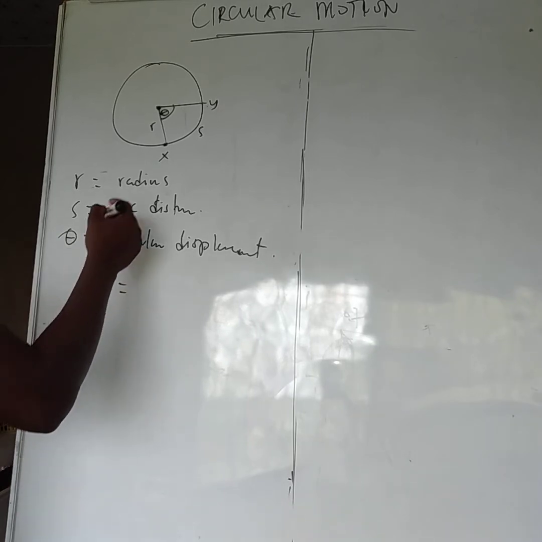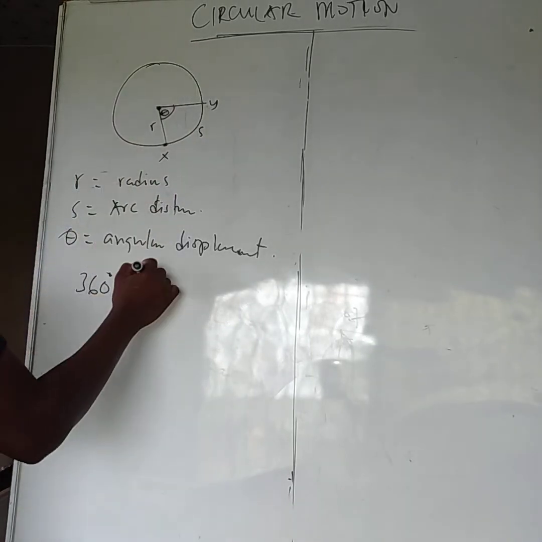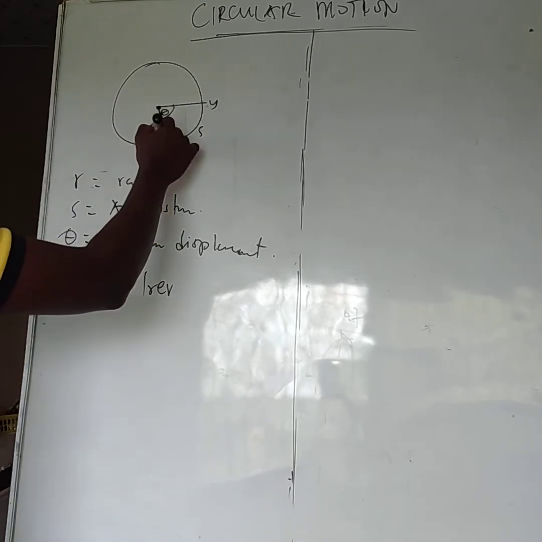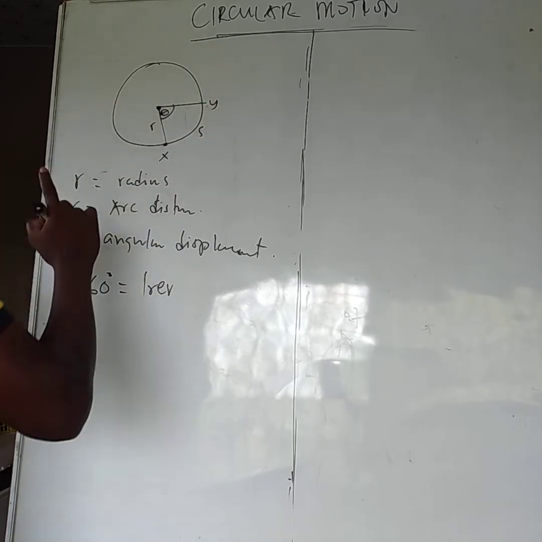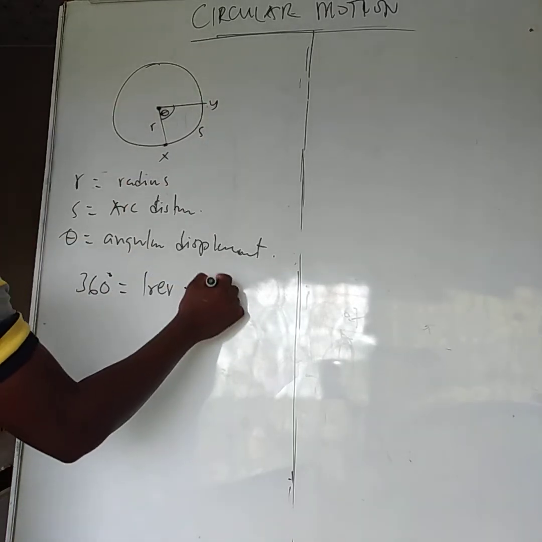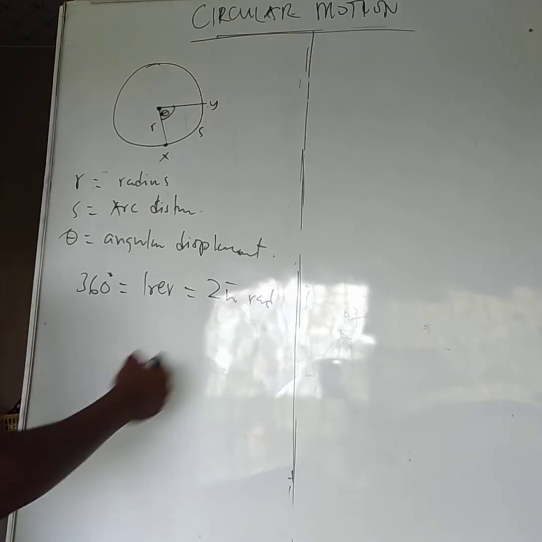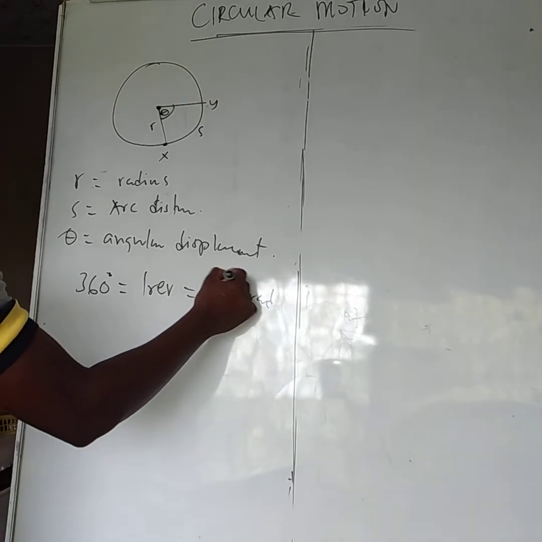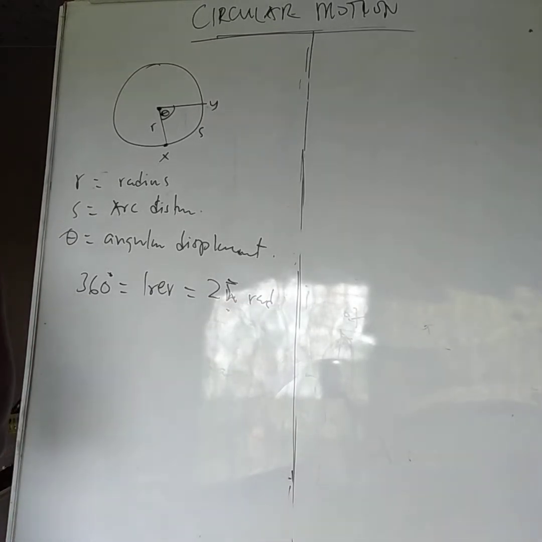360 degrees is also equal to one revolution, meaning that it has gone through and revolved once, which is also equal to what we call 2 pi radian. So here our pi is classified as 180 degrees.